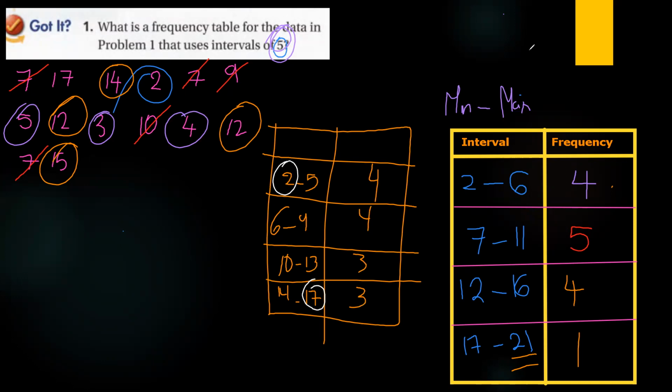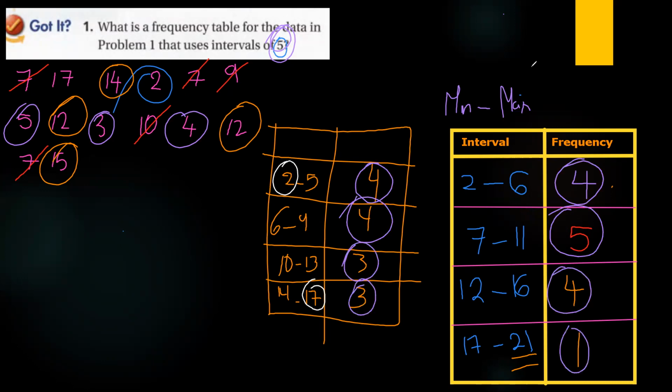Now look at the numbers here in the frequency, how they are different: 4, 4, 4, 5, 3, 4, 3, 1. They are not the same because the intervals here are not the same. Is it clear? Yes. Miss, are the intervals the same? No, 2 to 6, not like 2 to 5. And 7 to 11, not like 6 to 9. Oh, I thought they were different lengths.